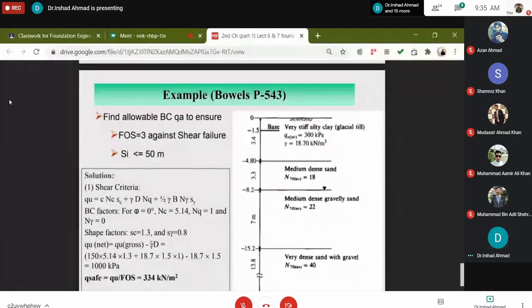Now let's come to the settlement criteria.